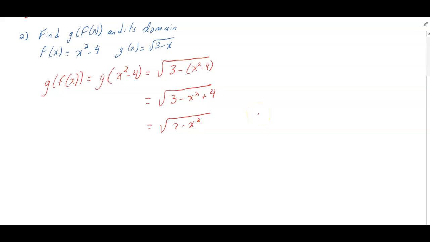And now we want to find the domain of that function. So for the domain, going back to the earlier unit, we know that 7 minus x squared must be greater than or equal to 0. So solving this particular problem, we can factor. So we get 7, let me erase that.